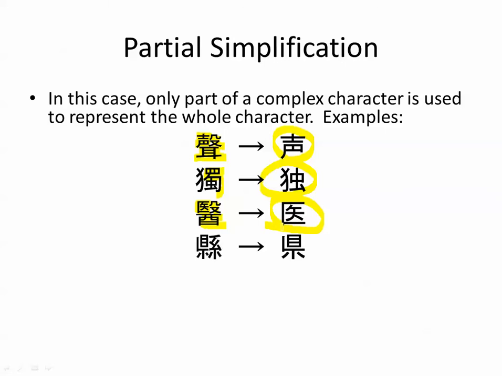Ken, prefecture. The left-hand side works. You don't need the right-hand side. Why not just do what they have on the left? And finally, go, number. You don't need that right-hand part. Just go with that left-hand part, and you still have a workable kanji. I think partial simplification is pretty straightforward stuff.